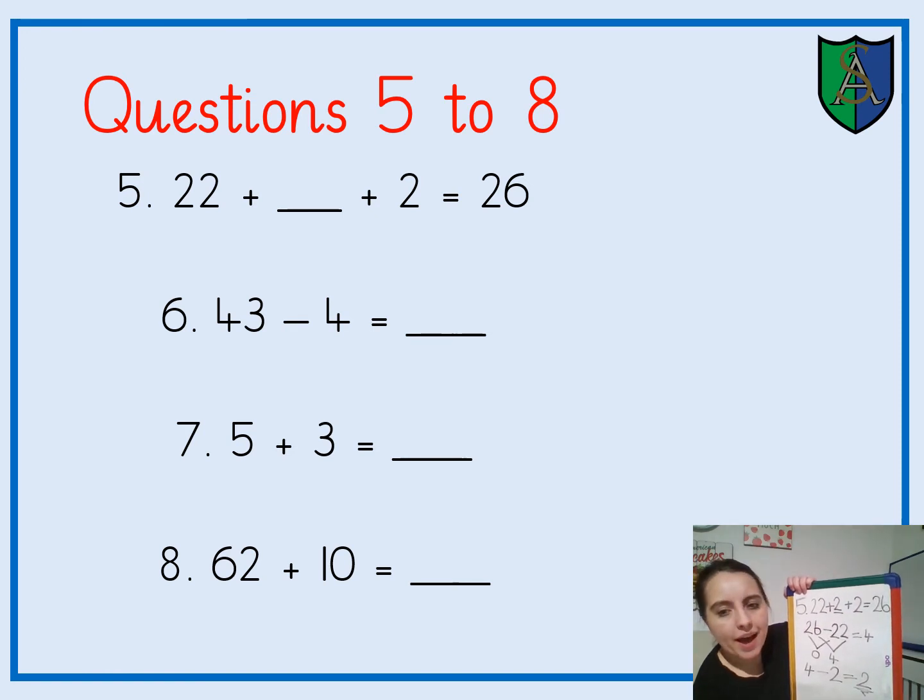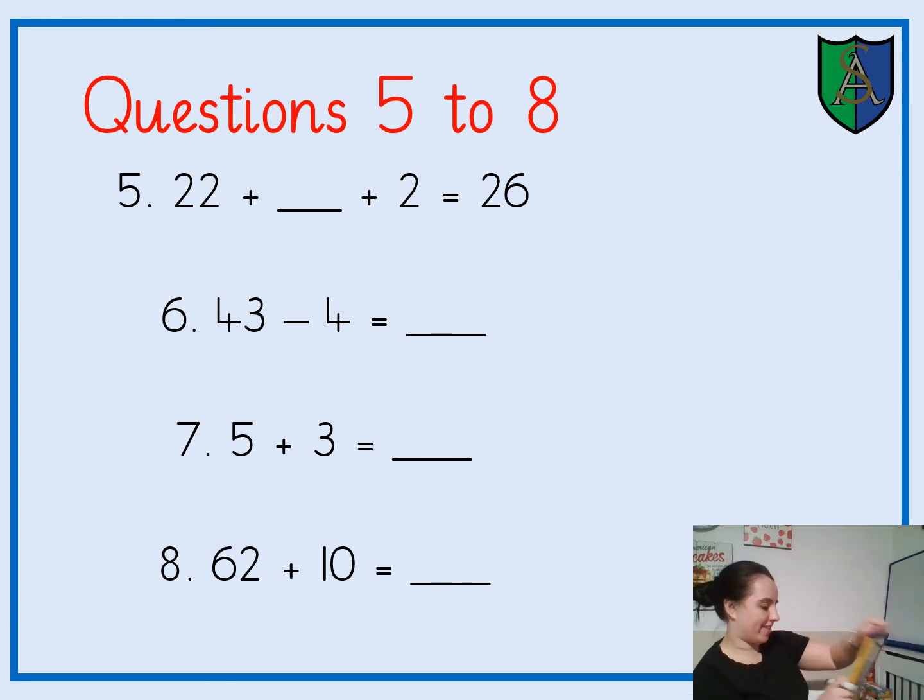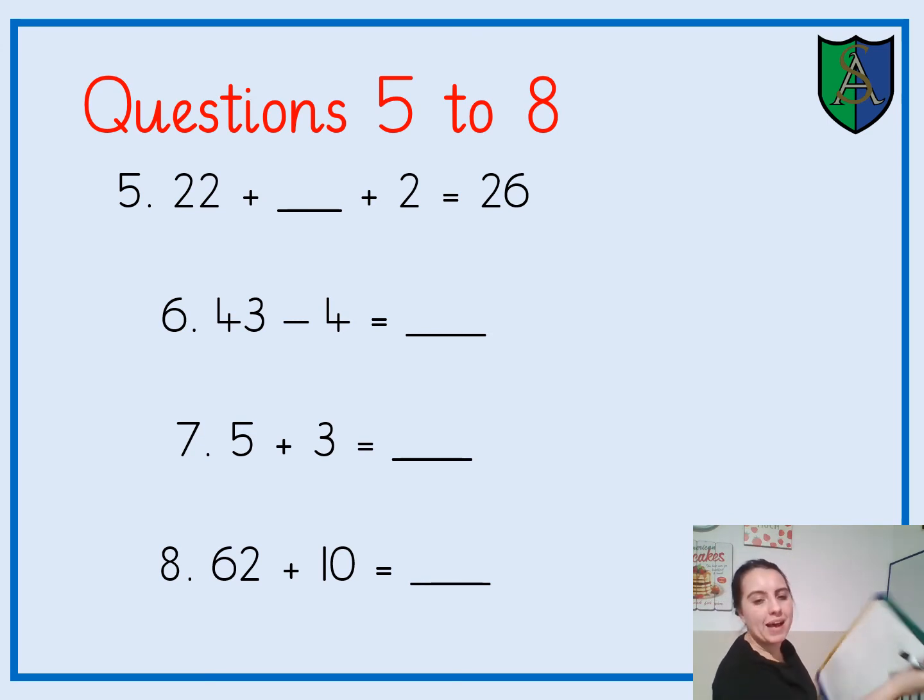But I'm not going to stop there. I'm going to check it before I move on. 22, add 2. So put 22 in my head. I'm going to add 2 more. 22, 23, 24. Okay, so I'm up to 24 here. Then I'm going to put 24 in my head and I'm going to add 2 more. 24, 25, 26. Brilliant. So I've checked my answer. I know that 2 is right because it fits in my equation. So if you got the answer 2, then you would be correct. Okay, let's move on then and go to question number 6 now.